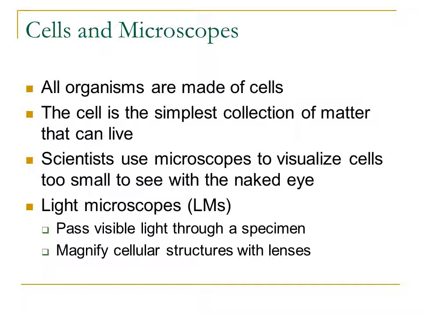A type of microscope you'll see around the classroom and that you'll see in lab is known as a light microscope. That's where you simply pass visible light through some specimen that you might be looking at. And then you can magnify all those internal cellular structures with different types of lenses.